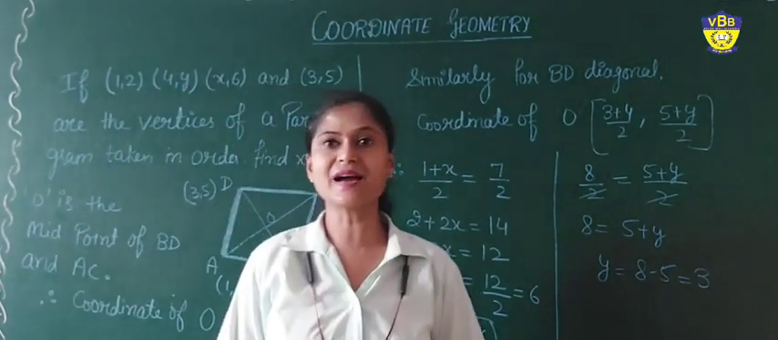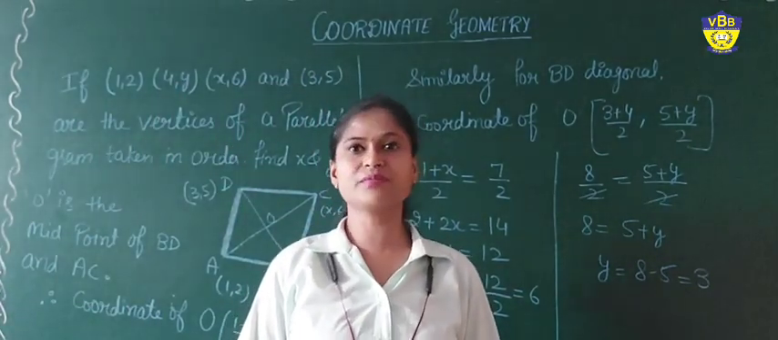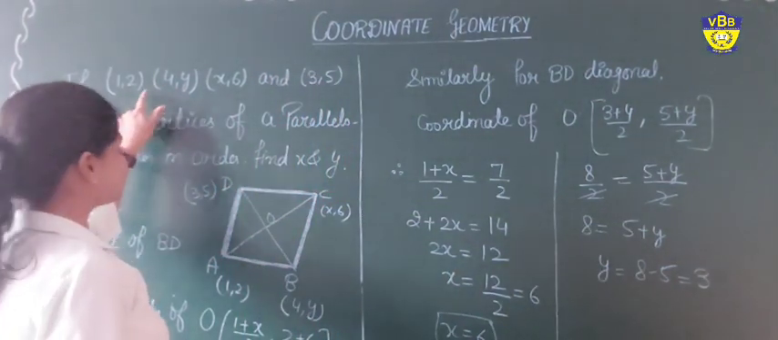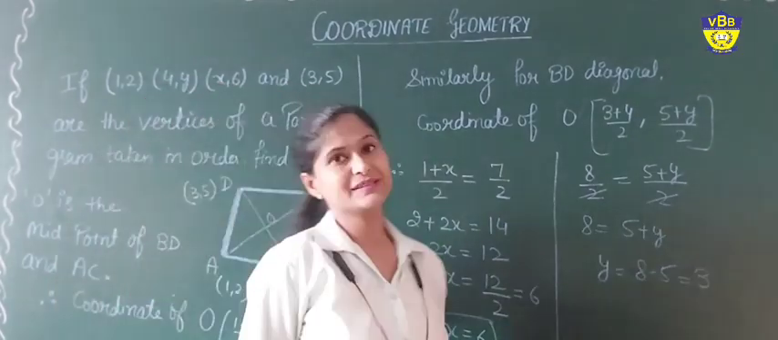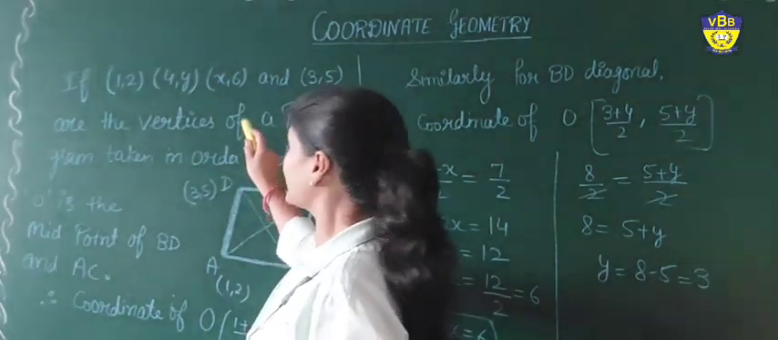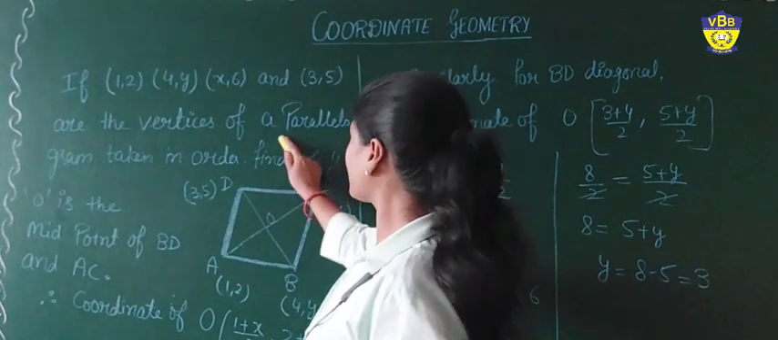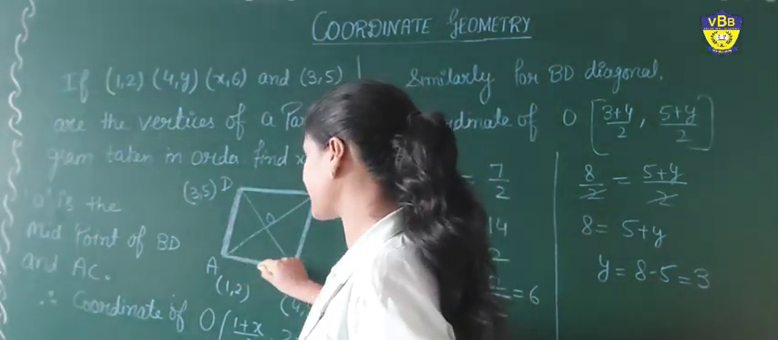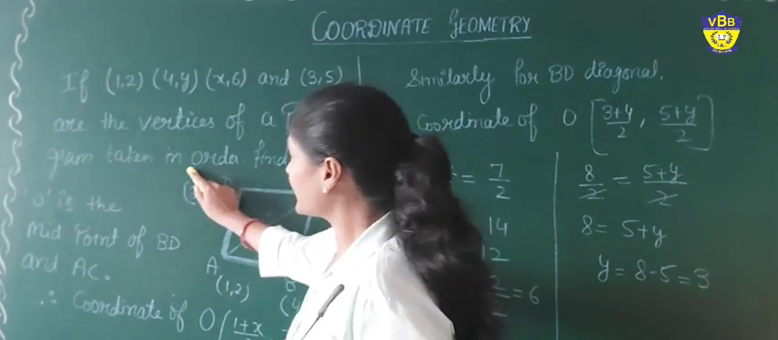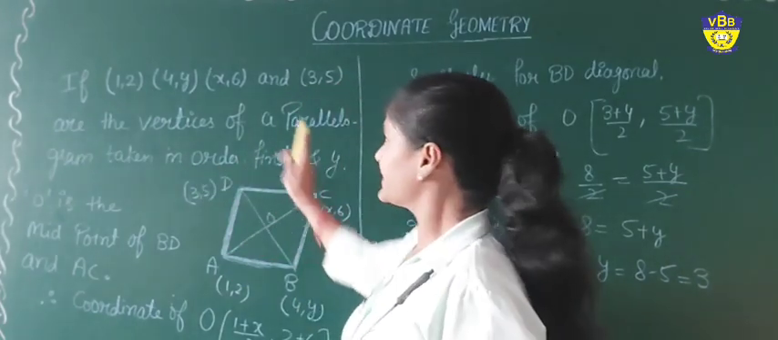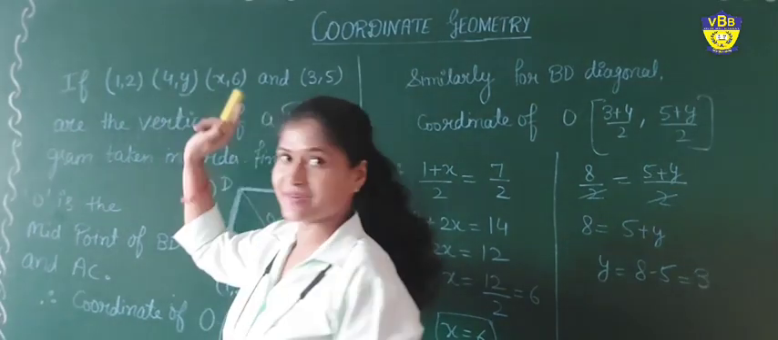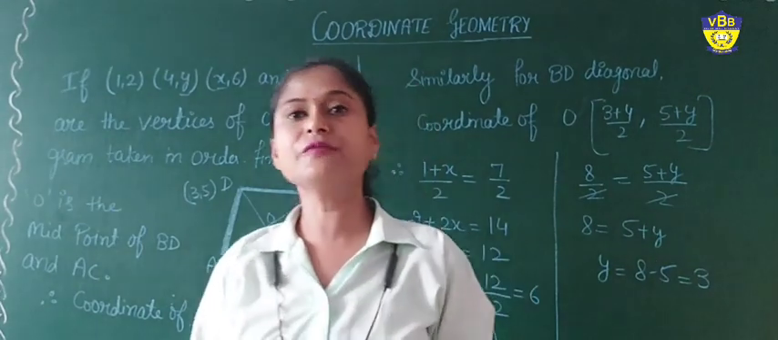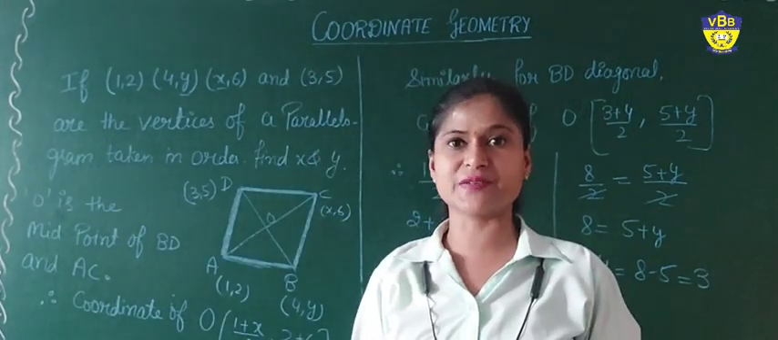So let's start the next question. This is a very important question, I must say. These are the coordinates, the vertices of a parallelogram, and in order to find x and y. You can see here is y also, here is x. Two variables are given and we need to find out the value of these variables.